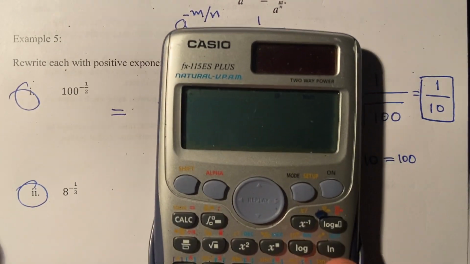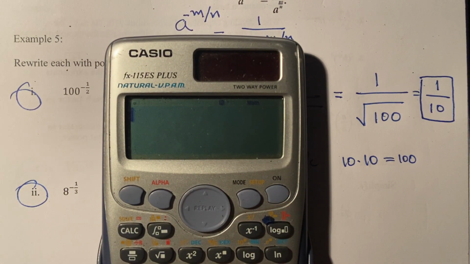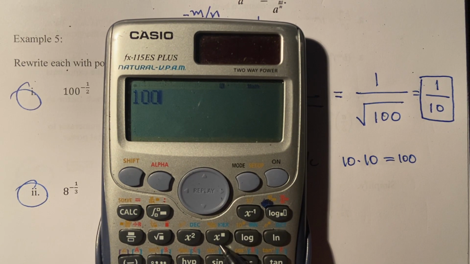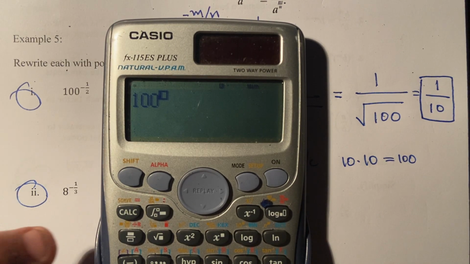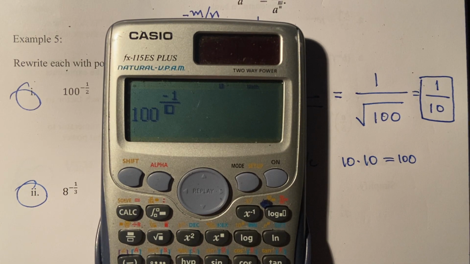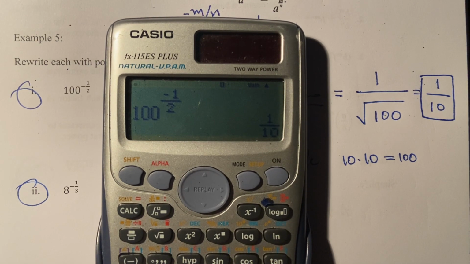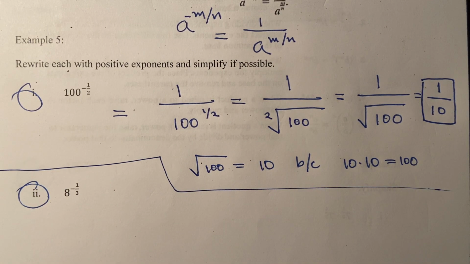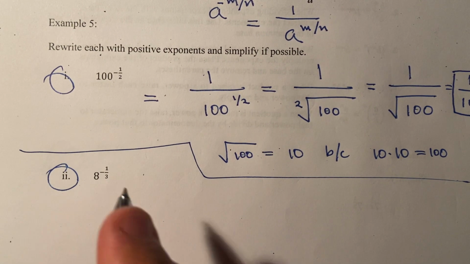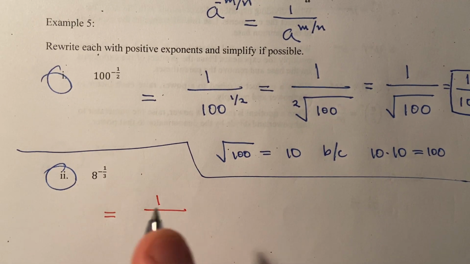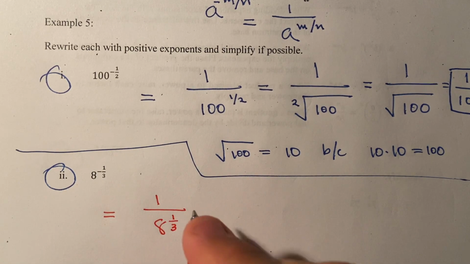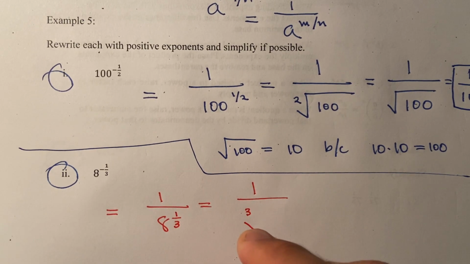Don't let me stop you from using your calculator as usual. So 100, the power is right here, and then the fraction. So negative 1/2, it equals 1/10. Eight to the negative 1/3, we have 1 over 8 to the positive 1/3. That would be the same as 1 over the cube root of 8.